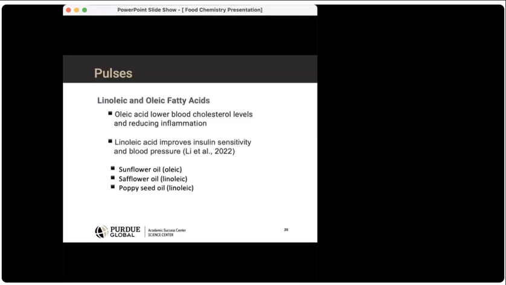Now, linoleic acid is an essential polyunsaturated fatty acid found in plant oils. It's been reported to reduce blood cholesterol and to play a role in preventing cardiovascular disease by reducing total and LDL cholesterol. There's also some evidence that it might improve insulin sensitivity and blood pressure. So we could get these fatty acids from sunflower oil, which would be the oleic, safflower and poppy seed oil, which would be the linoleic.